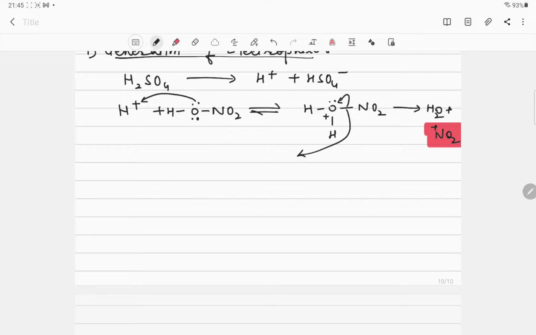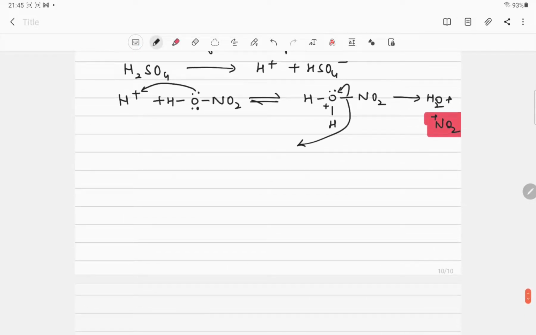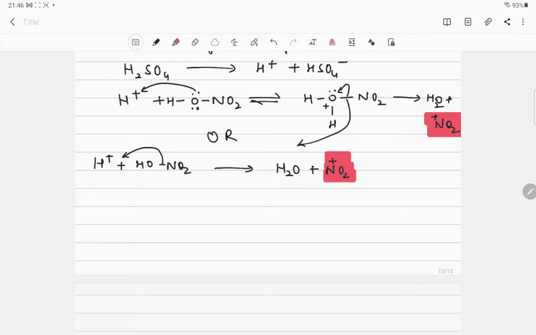We may write this step directly also. Rather than writing it in three steps, we may write it directly: H ion, OH, NO2. This will be combining with this, and that's how we can directly write H2O plus NO2 plus. So that is up to you. You may write like this or you may write like this. So the first step is ionization of H2SO4. The hydrogen ion furnished by H2SO4 will be attacking the HNO3, and that's how it will generate the electrophile. So this nitronium ion will be acting as the electrophile.